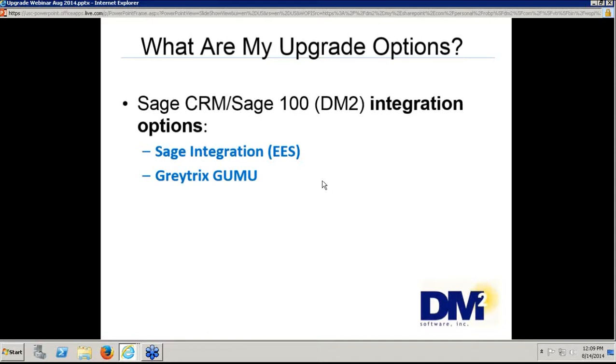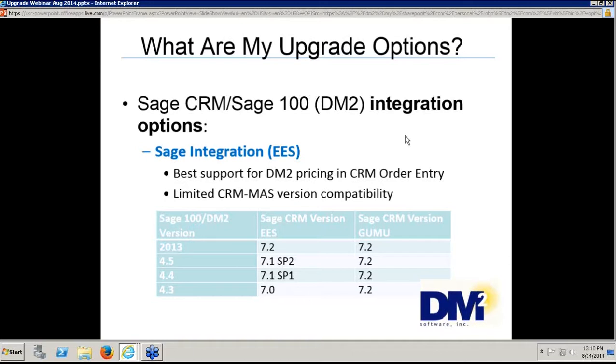DM2, one of our differentiators, is really powerful pricing models. And you're going to get more support for that type of thing in CRM in the order entry than with the Graytrix. Graytrix is improving all the time, but at this point, the best pricing capabilities, DM2 pricing in CRM, are going to be with the Sage integration. A lot of times this is something that you may have never even thought about before. You're probably currently not allowing salespeople to enter quotes or orders.